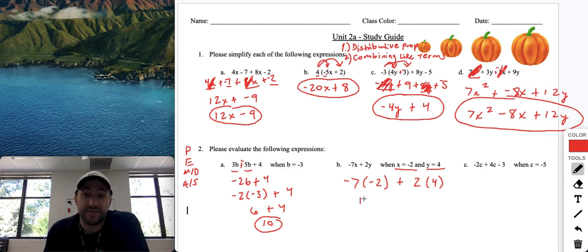Negative 7 times negative 2, that gives me positive 14. 2 times 4, that gives me 8. So now I have 14 plus 8. And that just gives me 22. And that's my final answer then. Let's look at the next one.